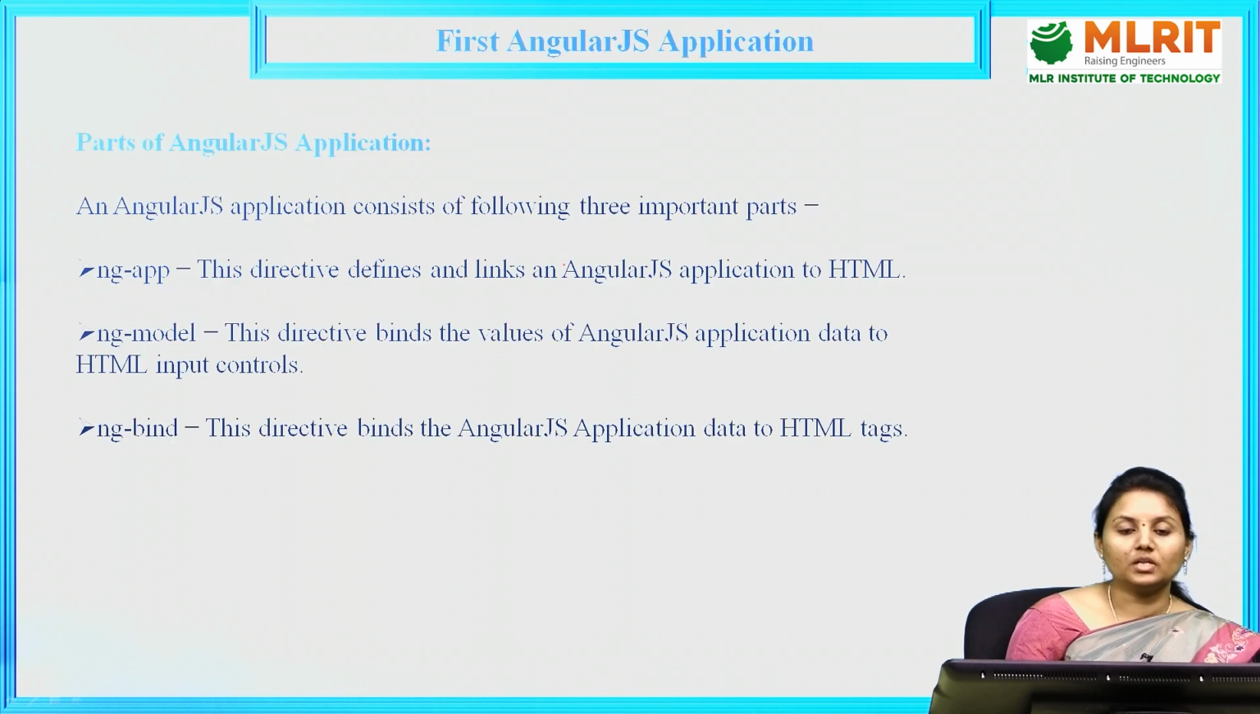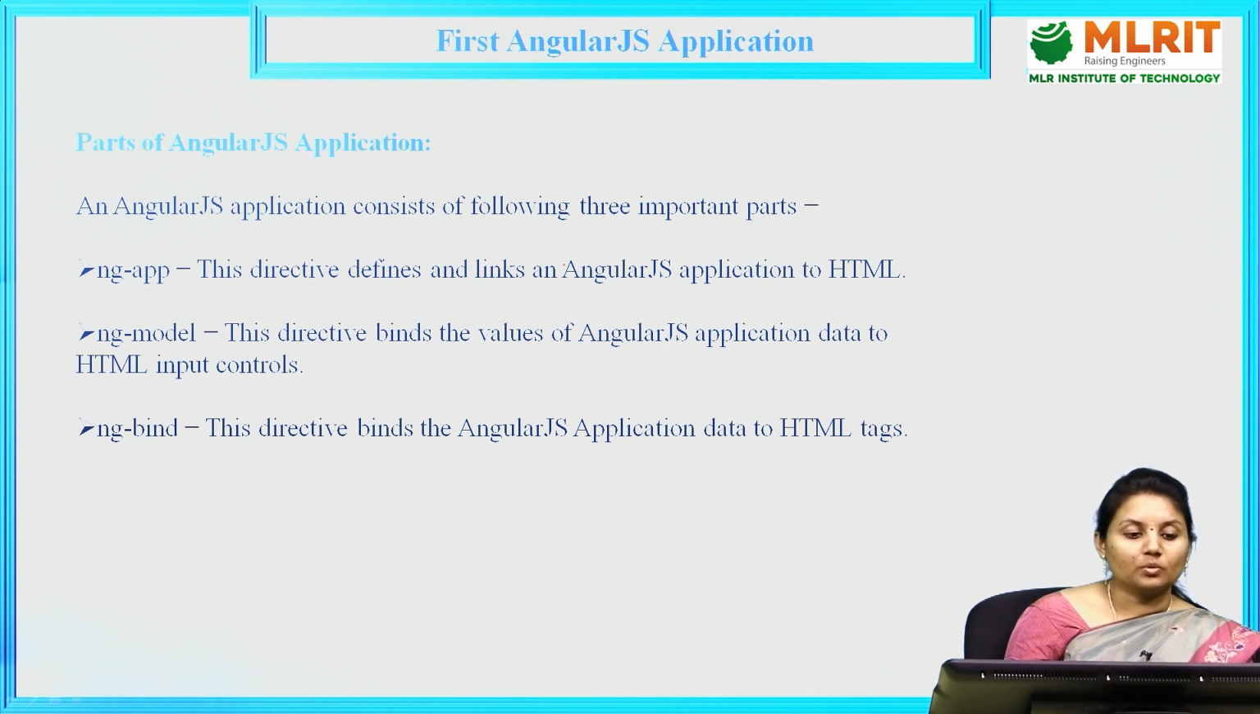Moving further, what are the different parts? An AngularJS application consists of 3 important parts: ng-app, ng-model, ng-bind. Every time, we take a presentation logic, that is, how the data should be displayed in the web page using HTML. That HTML part has to be integrated with your AngularJS. Whatever CDN links you are giving should be bound with your HTML. That's why we are using all these 3: app, model and bind.